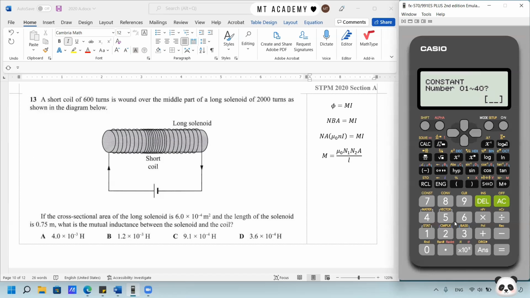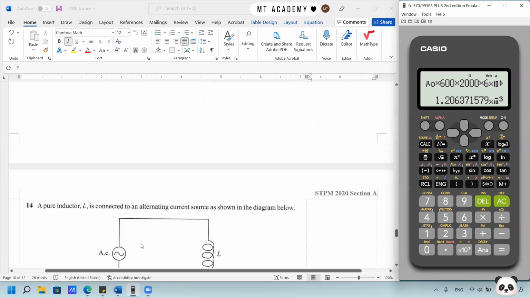So we have mu naught multiplied by N1, N2, 600 and 2,000 turns. Multiply the area, which is given here as 6 times 10 to the power negative 4, divided by the length 0.75 meter. So the final answer is 1.2 millihenry. Answer is B. Question 14.